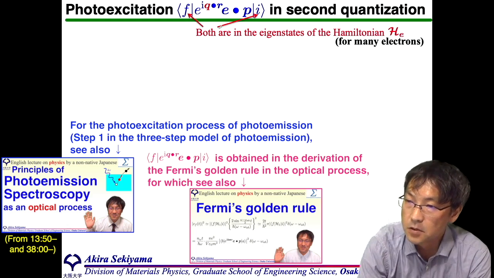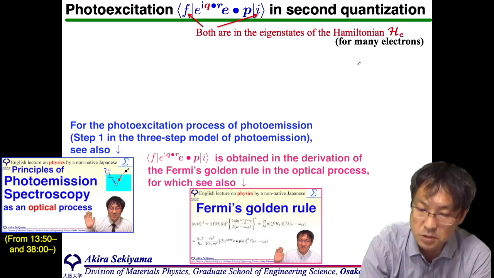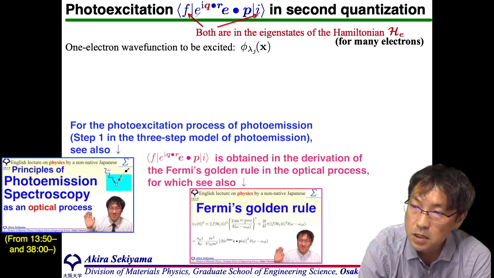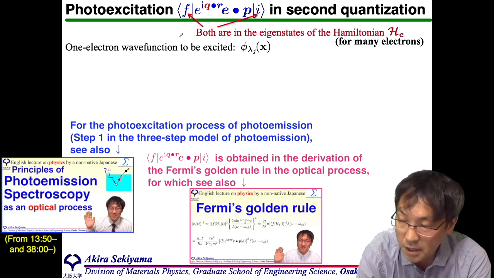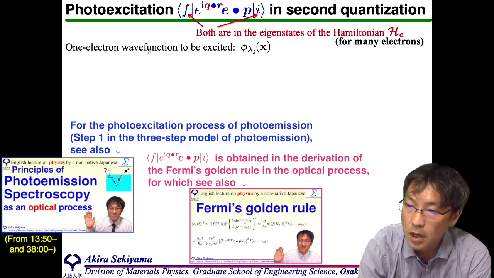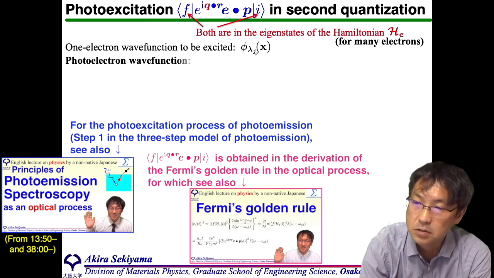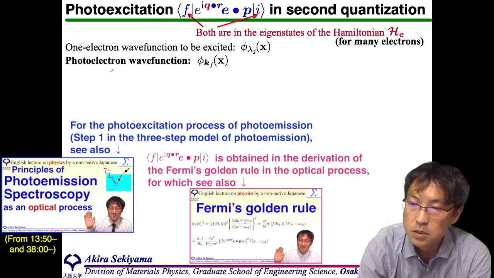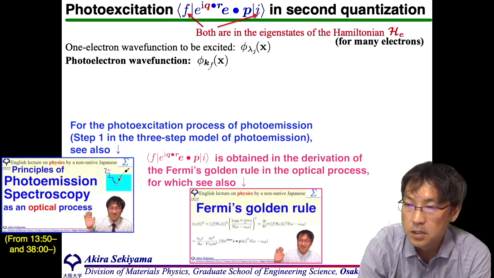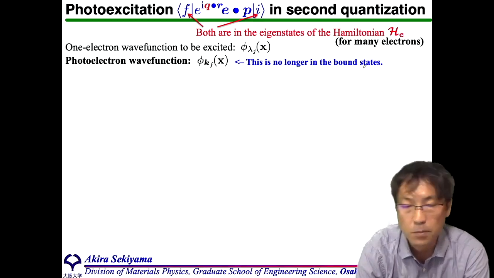These states i and f are states of the electron Hamiltonian, the many-electron system. On the other hand, this operation is for the one-electron problem. Therefore, we consider the one-electron wave function to be excited, this one. It should be noted that state lambda_j is occupied in the initial state. And we consider the photoelectron wave function phi_kf. This is in continuum state, no longer in the bound state.